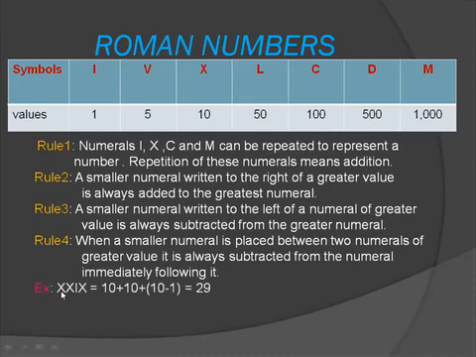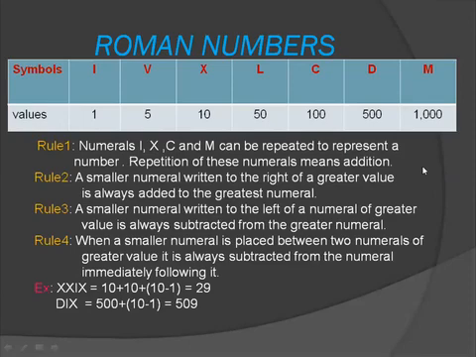See here the example they have given: XXIX. You know the value of XX means 10 plus 10. Here these two are bigger numbers and this is also a bigger number, and in between the bigger numbers one small number is placed. So it will be subtracted from the bigger number, which means 10 minus 1. So 10 plus 10 is 20, 10 minus 1 is 9, which is 29. In this way we will write the Roman number.